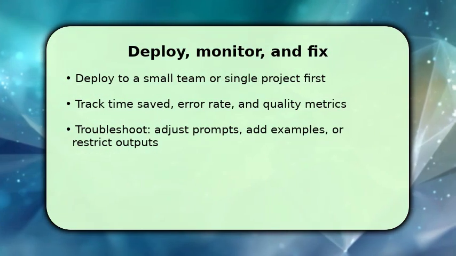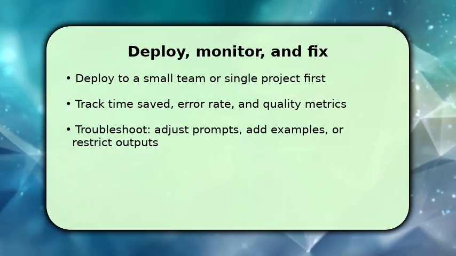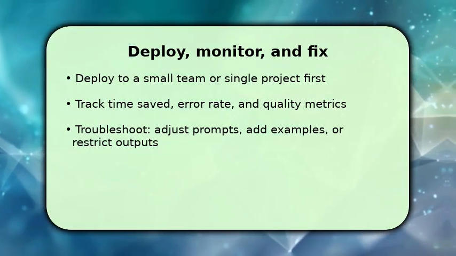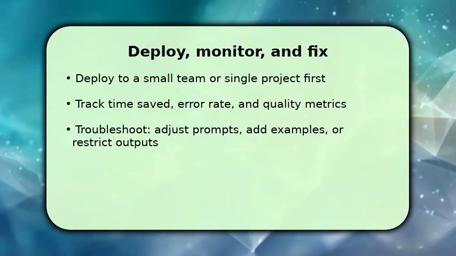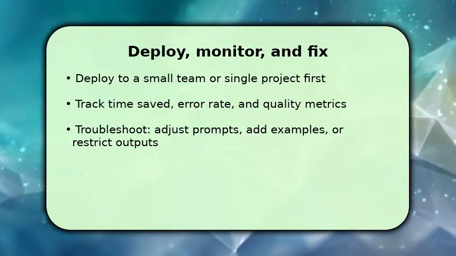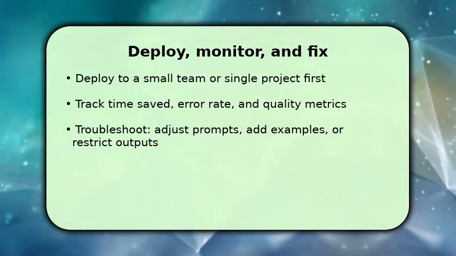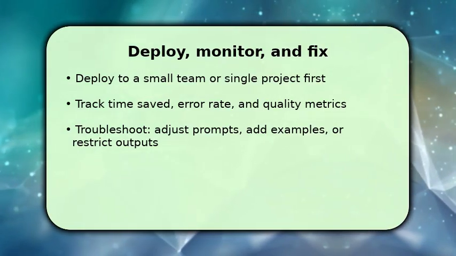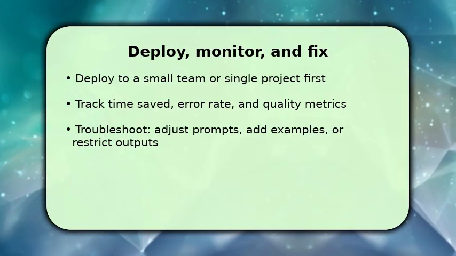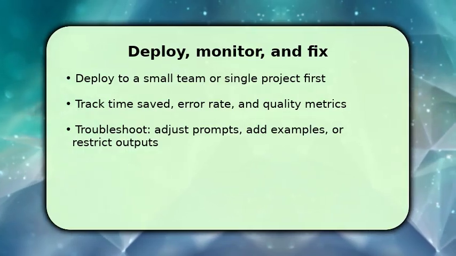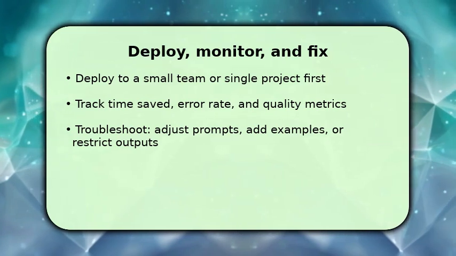You finish by deploying the tuned workflow to a small scope and monitoring results closely. Measure time saved, error rate, and quality to decide if wider rollout makes sense. Make sure to schedule short reviews to refine prompts and expand examples where gaps appear. If things go wrong, first constrain outputs or add a verification step, then adjust the prompt and include counterexamples. That troubleshooting loop keeps productivity reliable and prevents regressions as usage grows.